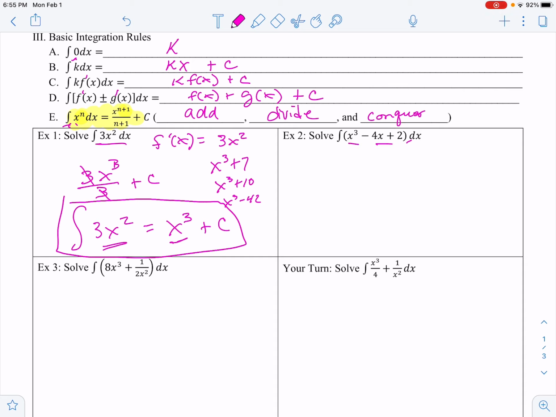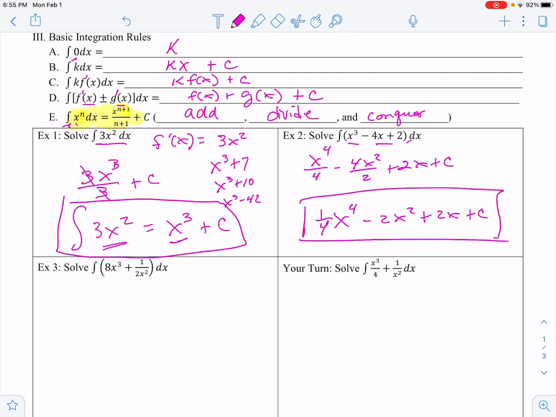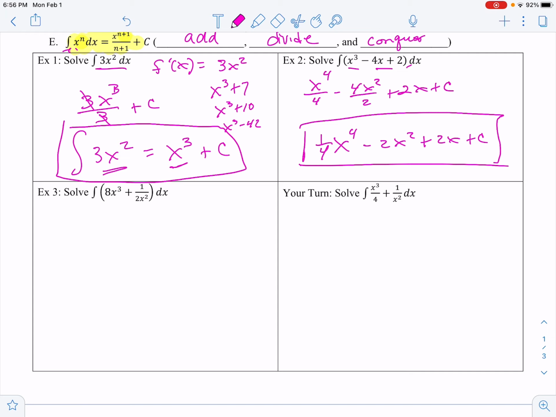When they're added together, that's what this one is. You can do them each separately. Do the power rule for every single one of them. So I've got x to the 4th over 4 minus 4x squared over 2 plus 2x plus c. And then I usually clean it up and say my integration is equal to 1/4 x to the 4th minus 2x squared plus 2x plus c. But you need the c. Well, mark it wrong every single time. I'll give you 10 problems and you forget C 10 times, you miss 10 points. Okay? So don't forget the C.